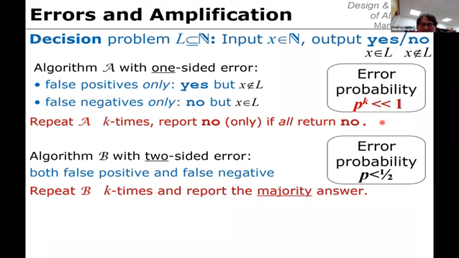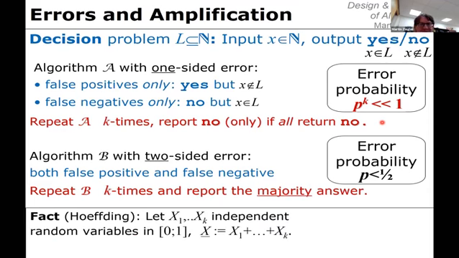And now we want to analyze the error probability of the derived algorithm, the one with repeated execution and majority answer. And to this end, we're going to use a tool that you may or may not be familiar with from stochastics, namely Hoeffding's inequality.